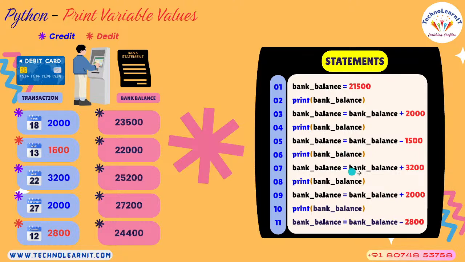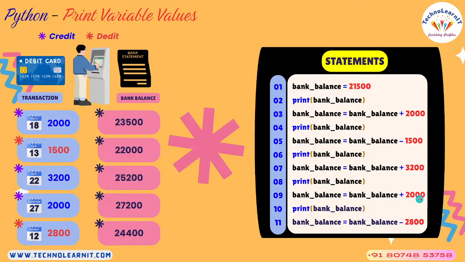22,000. You again consider the 22,000 here, the latest value of the variable, and you add 3,200 to that, because this refers to this credit operation. So the result would be 25,200. The value of this entire expression on the right hand side would be 25,200, and that will be once again stored in the same variable. So once statement 7 is executed, the value of bank balance would be 25,200. You print, you will get 25,200.